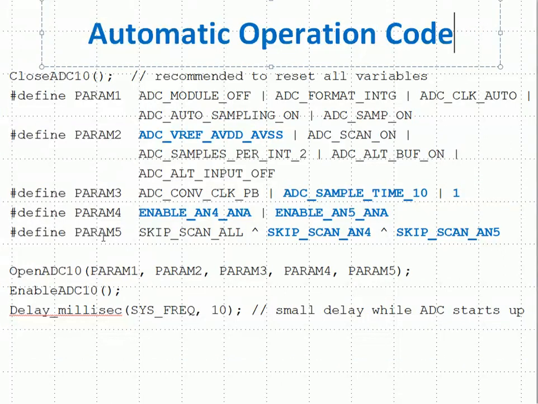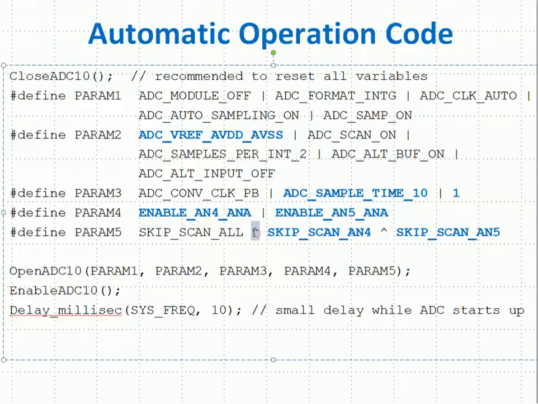The thing that's a little different down here is parameter 5. To make things simple, instead of listing all the channels to skip, I've got skip scan all, and then this is exclusive OR this one, exclusive OR this one. And this simply says skip them all except AN4 and AN5. Otherwise, we would have to write them all out. And this is a little simpler to do.